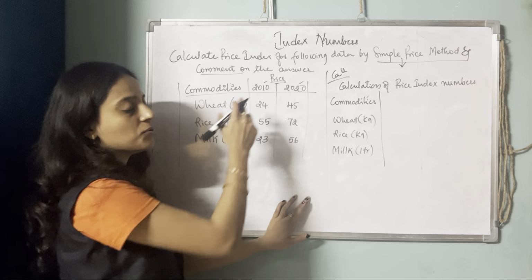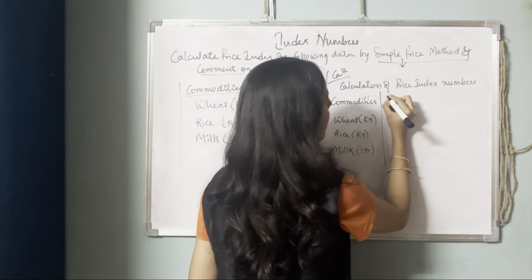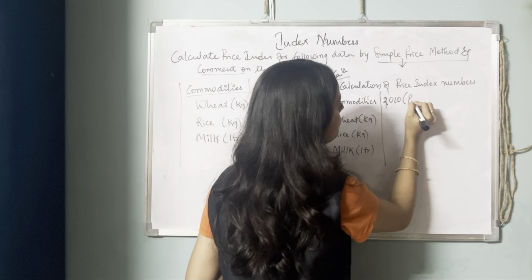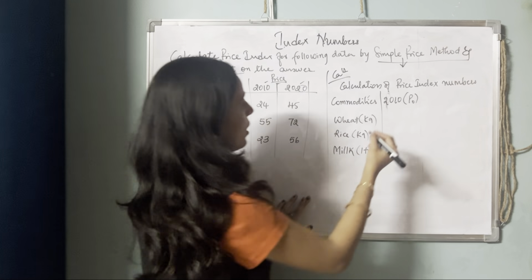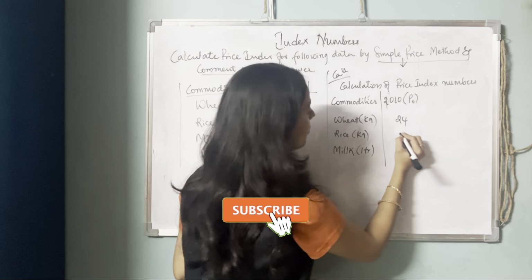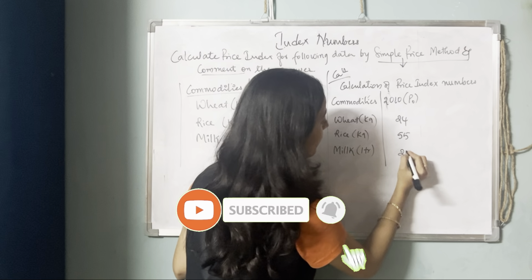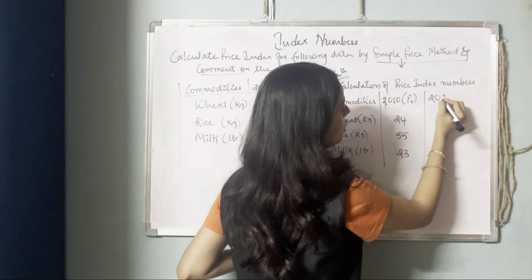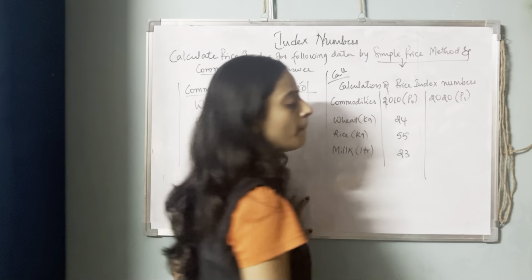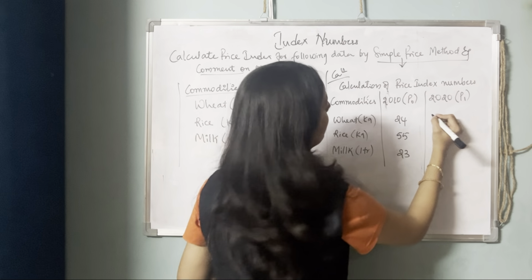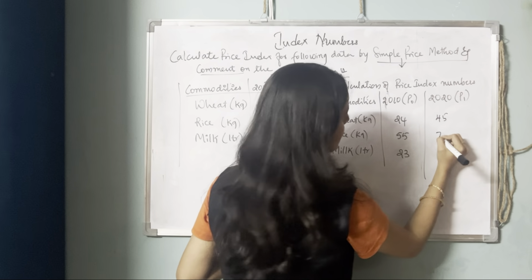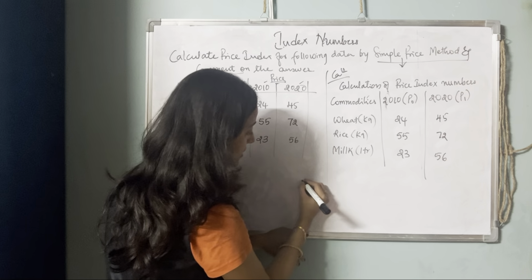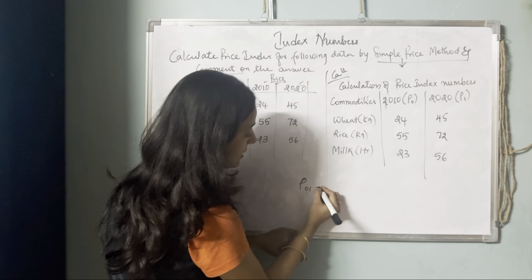Next, 2010. What is 2010? P naught. Okay, let me write it very simple. 2010 happens to be our P0. What are the amounts? 24, 55, 20. Simple? Yes. Next, 2020, P1, current year. 45, 72 and 56.